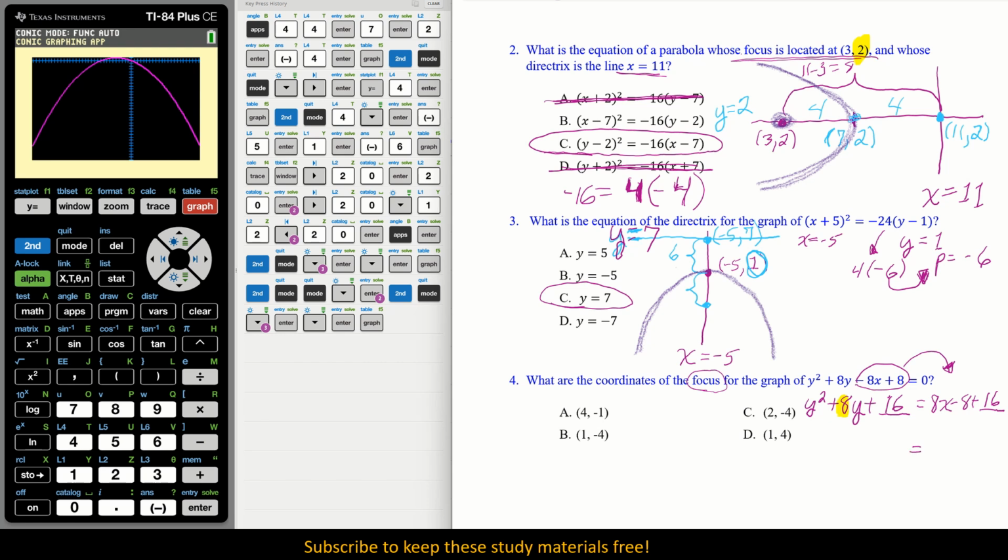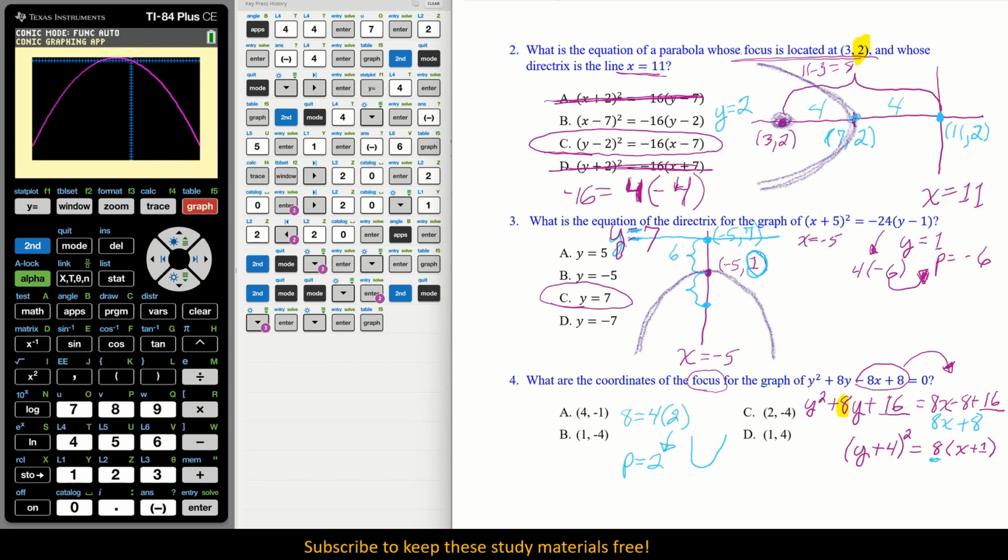Now, I know what this is going to give me. On the left-hand side, I have y plus 4 squared. On the right-hand side, I have 8x plus 8, which becomes 8 times x plus 1. Okay, now I know that I have a particular p right here. I'm going to change colors here. I know that my p has to be 2, okay, because 8 equals 4 times 2. P equals 2.